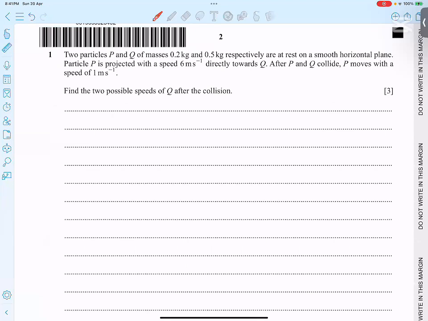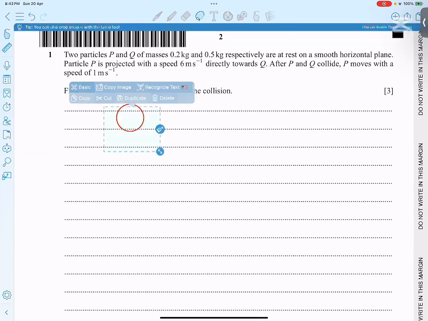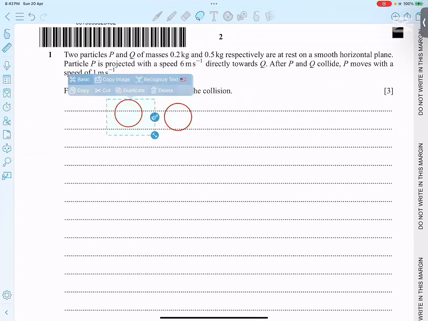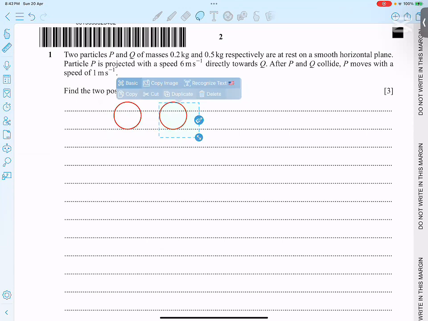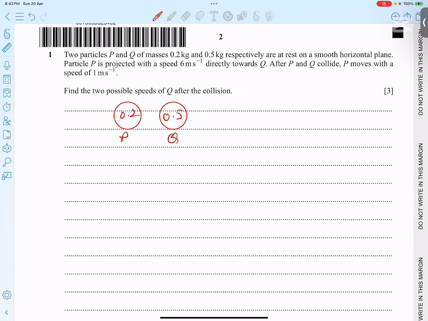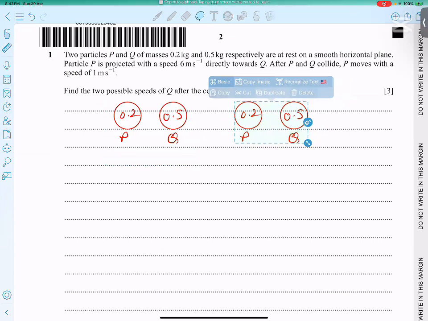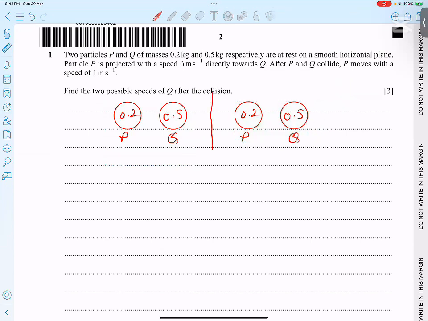Two points P and Q, masses are given, 0.2 and 0.5. Have a look here: this is a P particle, this is a Q particle, there's a 0.2 mass and a 0.5 mass. And the situation is we have this. After the collision, what is going on? He said that P is thrown upward with a speed of 6 on the right side.